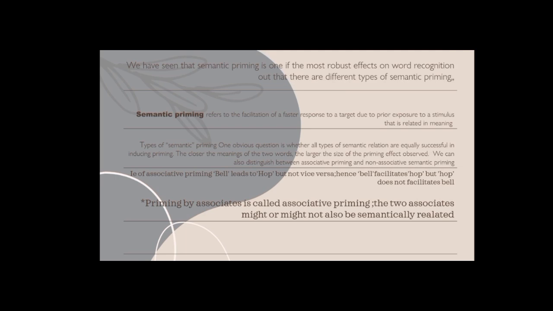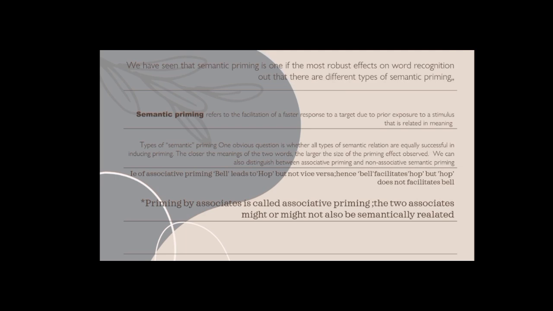Associative priming is a type of priming that occurs when exposure to a stimulus influences the processing of a related stimulus, even if the two stimuli are not semantically related. An example of associative priming is bell leads to hop but not vice versa. Hence, bell facilitates hop but hop does not facilitate bell.